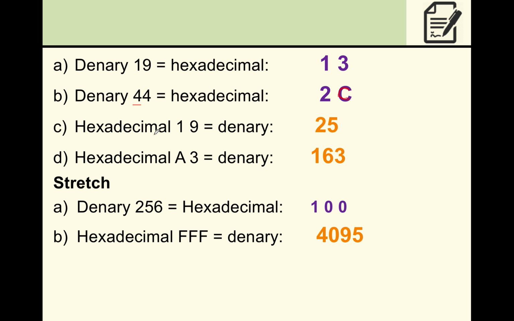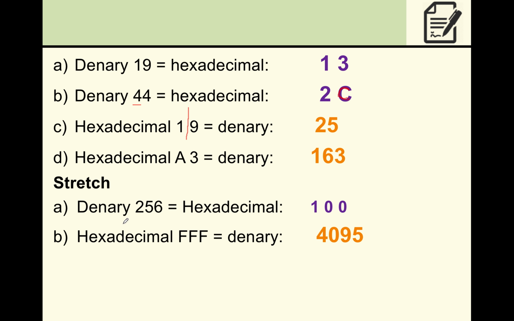And then if we go the other way around, hexadecimal 19 equals denary 25, which would be 1 times 16 plus 9, which equals 25. And hexadecimal A3 equals denary 163. So A, which is 10 times 16, is 160, plus 3 gives you 163.